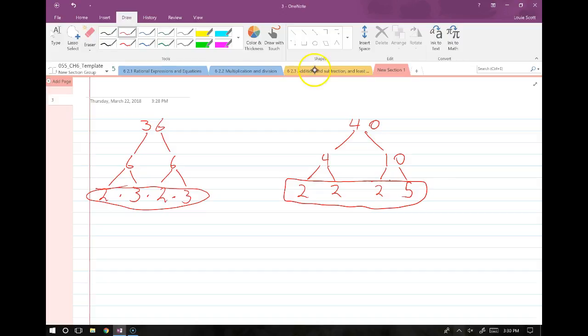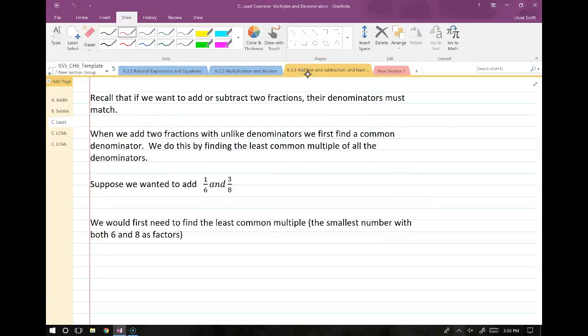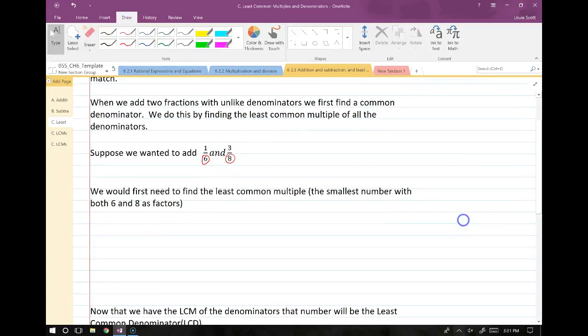Okay, so now that we've warmed up a little bit with that, let's get into all this stuff. Let's just go over the fraction method first. Suppose we wanted to add 1/6 and 3/8. We first need to find a least common multiple of 6 and 8. This means it's the smallest number with both 6 and 8 as factors. That's what the least common multiple means. And when you find the least common multiple of two denominators, that becomes the least common denominator.